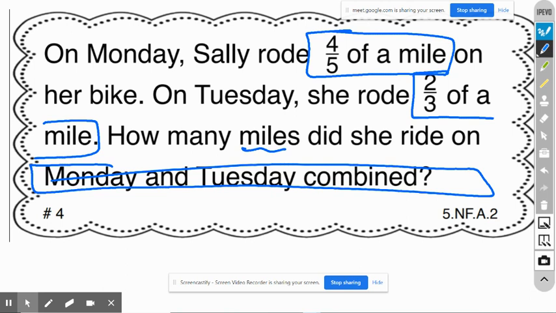Let's see. Flucky, because you found what? Combined, and they're talking about the same thing.